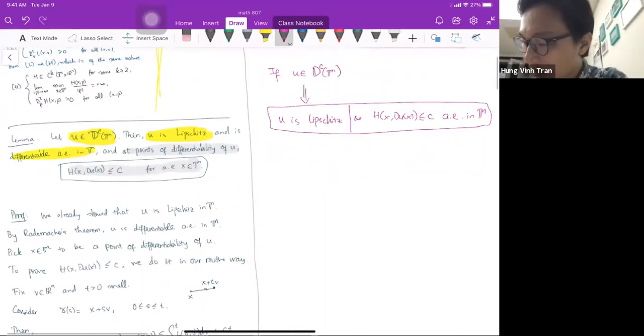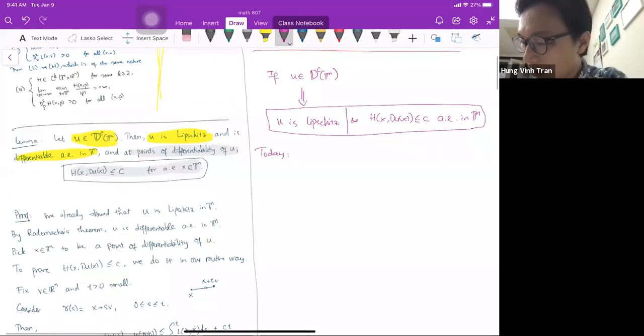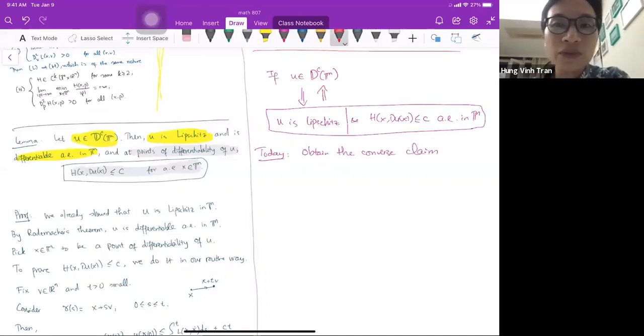So for today, we're going to obtain the converse claim. That is, we're going to show that if U is Lipschitz and satisfies the property that H of x, Du(x) is less than or equal to c almost everywhere, then you can conclude that U is in DC of Tn. And in many applications in various different areas, this seemingly beautiful and simple result is kind of a big thing.